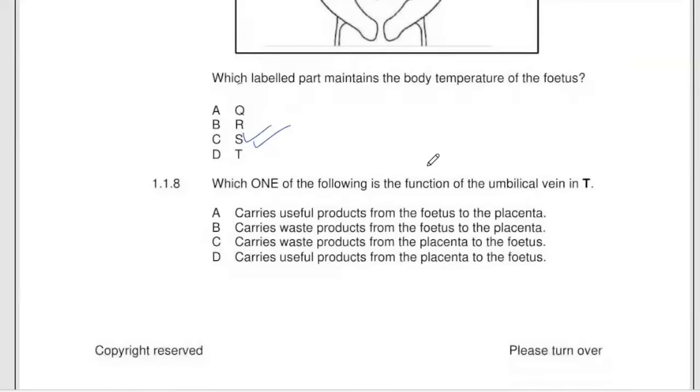Then we go to the next: which one of the following is a function of the umbilical vein? Now we talked about the umbilical vein.